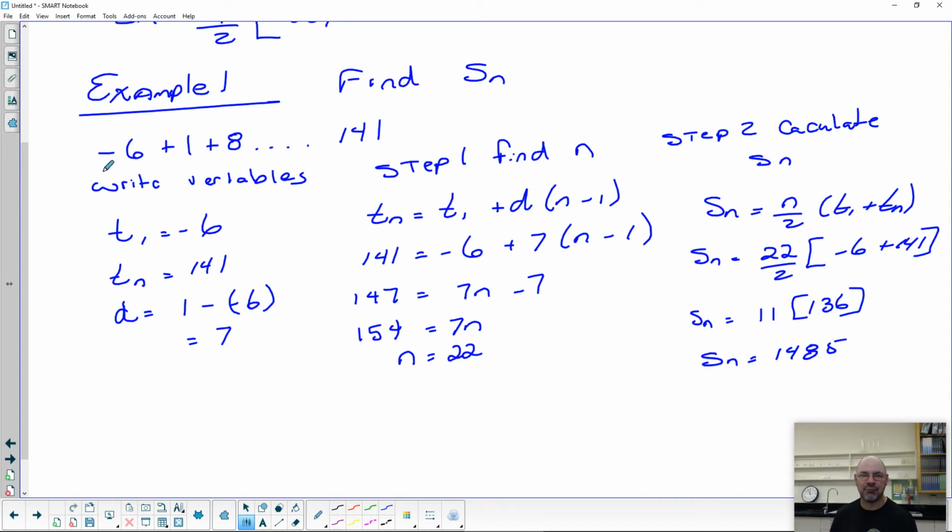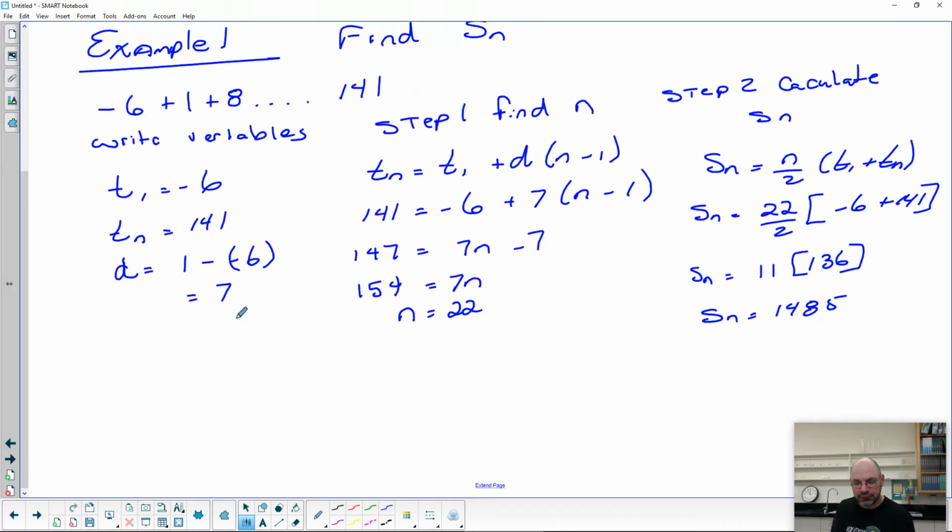Okay, so there's an example where you have to do a two-step thing because we have to find out the n value when it's not given. Sometimes they'll give you a series without the final term, so you'll have to use the other formula. So let's do an example like that as well.